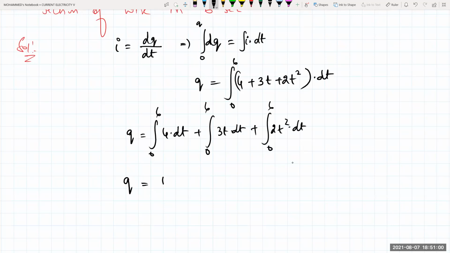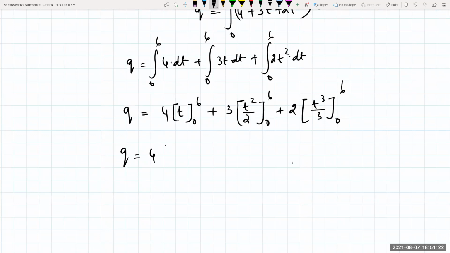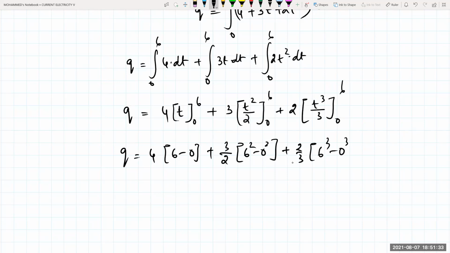So Q equals 4 times the integral of dt, which is t, limits 0 to 6, plus 3 times the integral of t dt, which is t square by 2, limits 0 to 6, plus 2 times the integral of t square dt, which is t cube by 3, limits 0 to 6. Now substitute upper limit minus lower limit: 4 into (6 minus 0) plus 3 by 2 into (6 square minus 0 square) plus 2 by 3 into (6 cube minus 0 cube). Q equals 6 fours are 24.